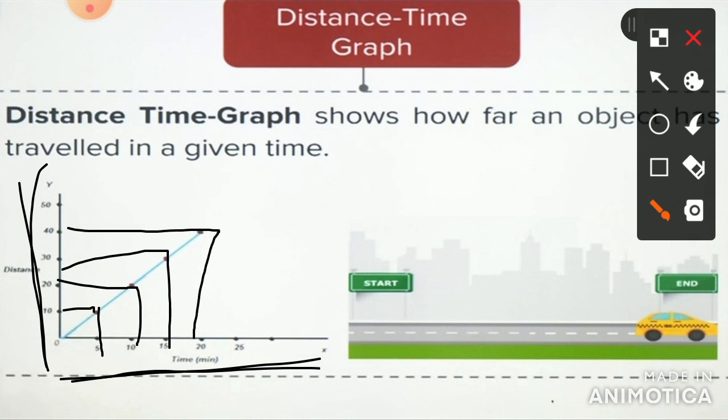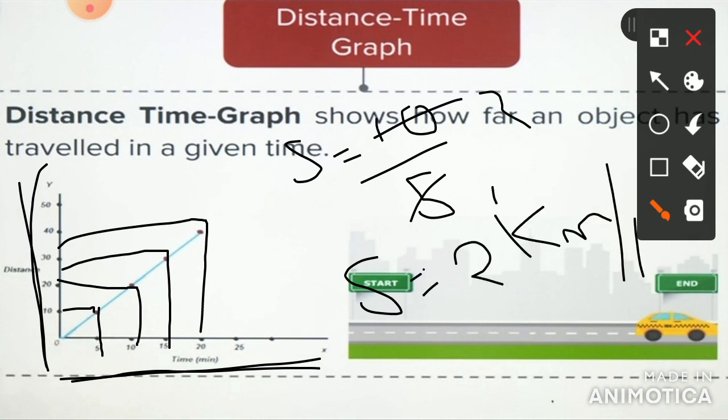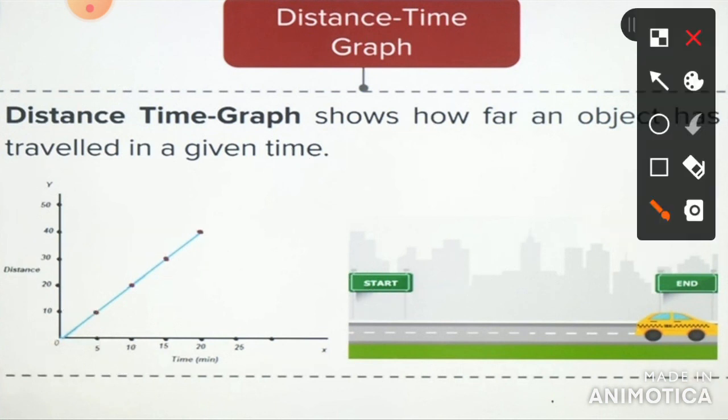Okay, now calculate the speed, with the distance and time given. So we know that speed is equal to distance by time. We know the formula, right? Speed is equal to distance by time. So now speed is how much? Distance we know, the value is 10. Time is how much? 5. So 5 ones are 5, 5 twos are 10, so speed is equal to 2 kilometers per hour. That's the answer for it. Okay, this is how you should calculate the speed.